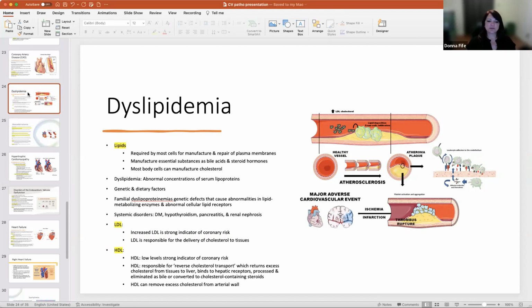LDL is responsible for delivery of cholesterol to the tissues. We have HDL; low levels are a strong indicator of coronary risk. The HDL is responsible for reverse cholesterol transport, in which it returns excess cholesterol from the tissues to the liver, binds to hepatic receptors, and is processed and eliminated as bile or converted to cholesterol-containing steroids. HDL can remove excess cholesterol from the arterial wall.